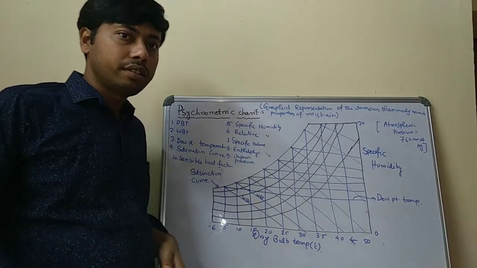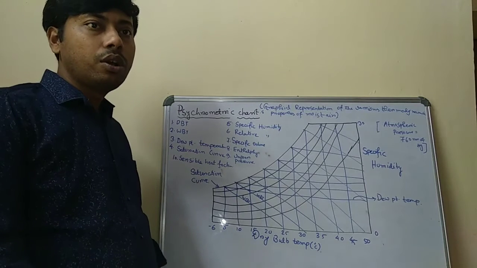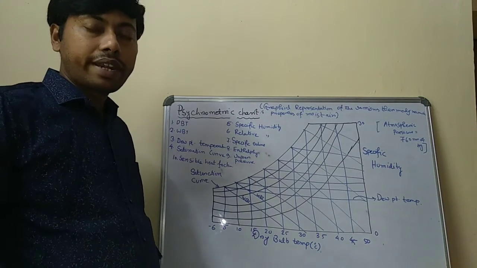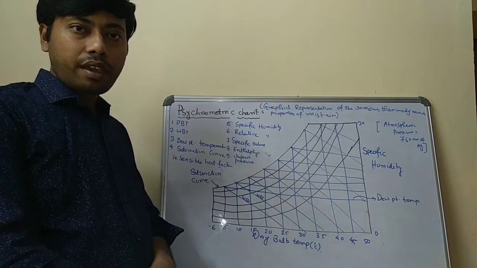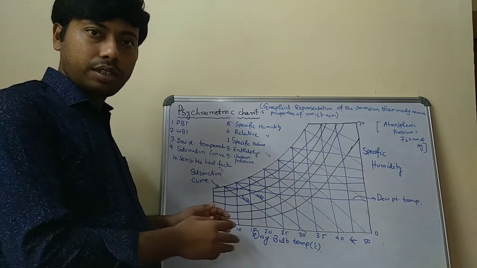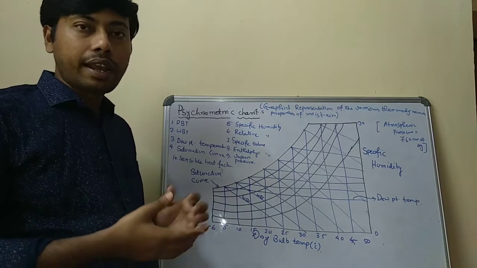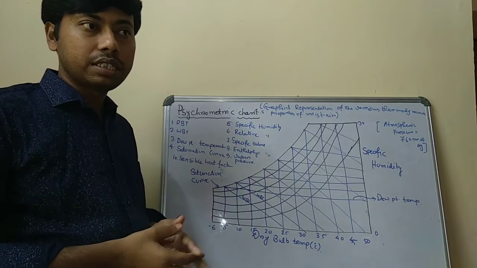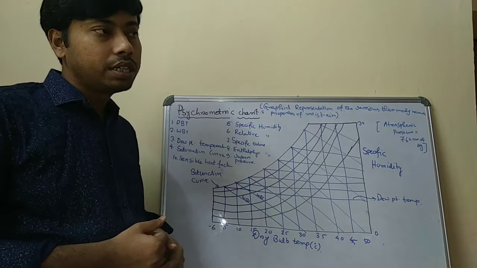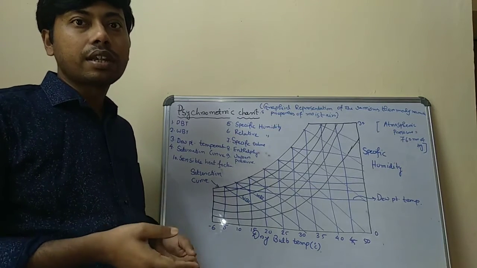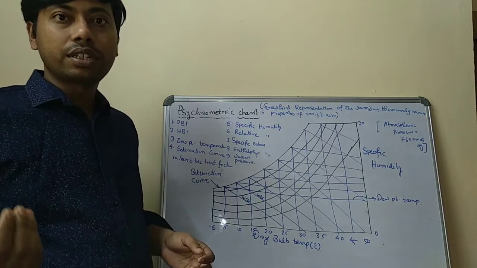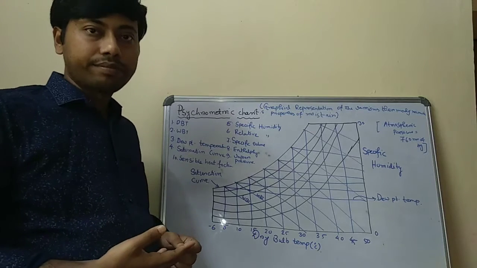Welcome back, students. In the previous lecture video, we already discussed adiabatic saturation temperature, and in this lecture video, we will discuss the psychrometric chart. As you know, adiabatic saturation temperature is the temperature at which unsaturated air is transformed into saturated air adiabatically.